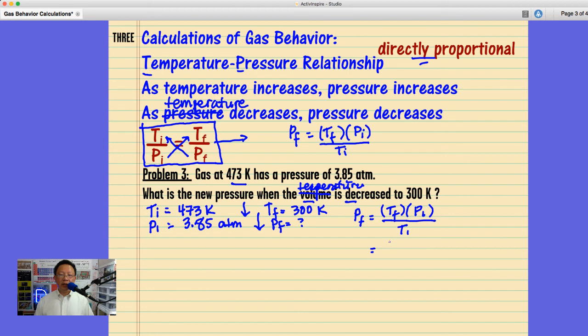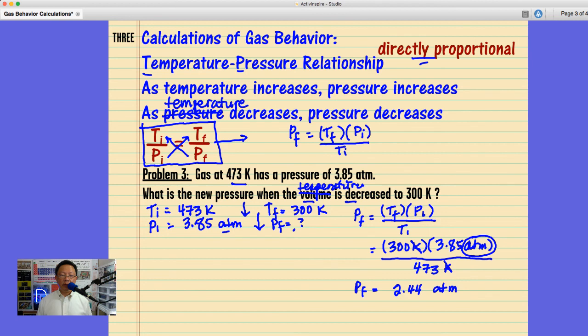The final temperature is 300 Kelvin. All right, there it is, final temperature. The initial pressure was 3.85 atmospheres. It says it right here, 3.85 atmosphere. Divided by the initial temperature is 473 Kelvin. And what units can cancel out? You'll notice that Kelvin cancel out, and the only unit left is atmosphere, and that is the correct unit for measuring pressure. And so let's take a look. With 3 digits, let's find a 3-digit answer. 300 multiplied by 3.85 divided by 473 gives us an answer of 2.44 atmosphere as the final pressure.